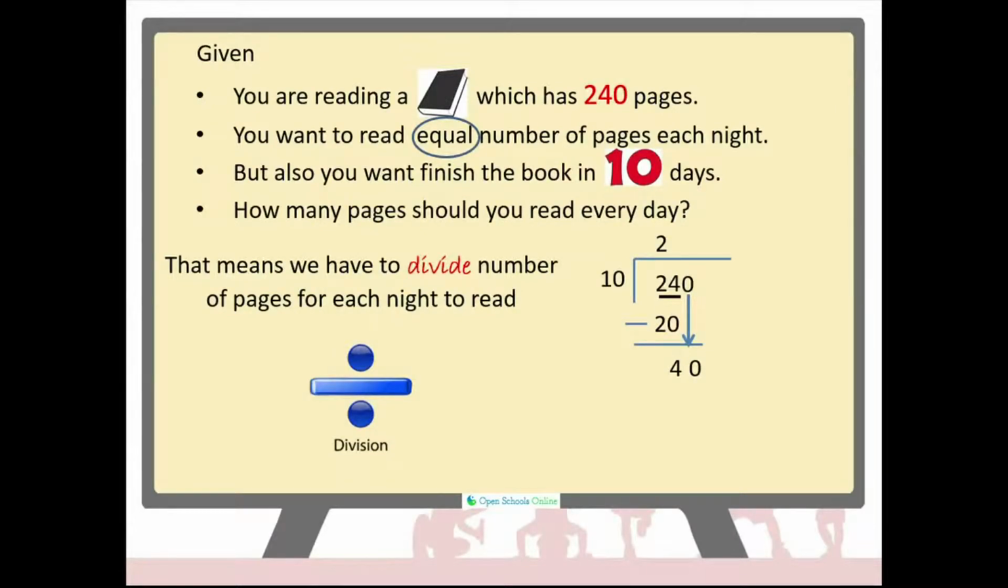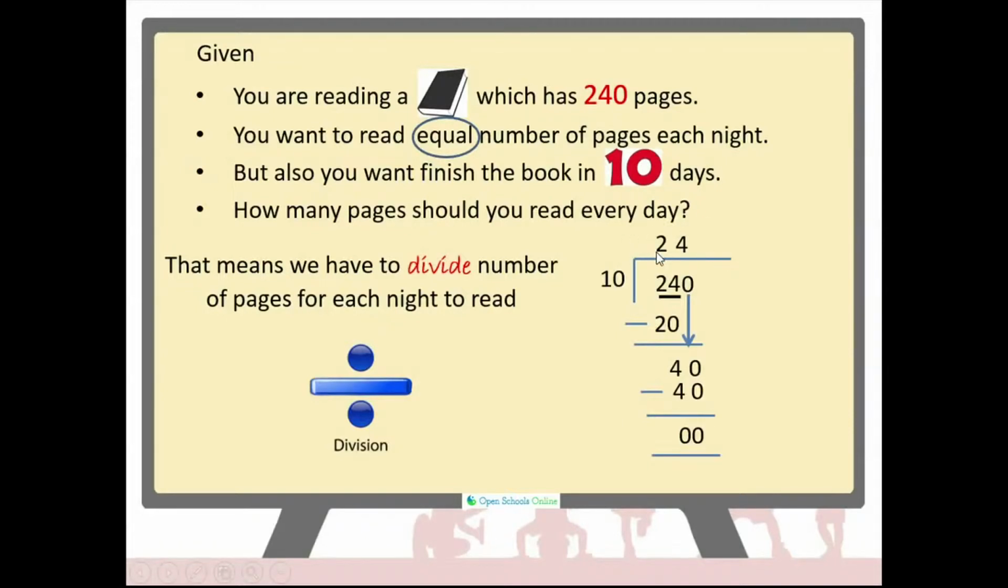So we'll write our 4 here on the top, which will become part of our quotient, and write our 40 below 40. And now we have to subtract 40 from 40. If we subtract 40 from 40, the answer will be 0, or the remainder will be 0. After this, we see that we have divided each digit of our dividend by the divisor. So we will stop our calculation here.